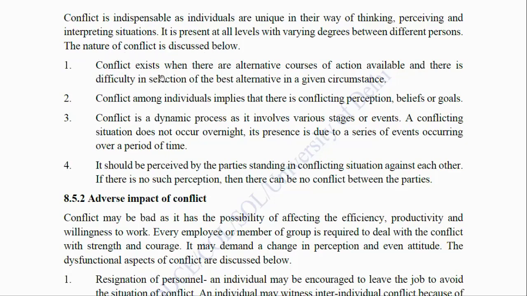Conflict exists when there are alternative courses of action available and there is a difficulty in selection of the best alternative in the given circumstance. Conflict is a dynamic process as it involves various stages or events. A conflicting situation does not occur overnight. Its presence is due to a series of events occurring over a period of time. Conflict must be perceived by the parties standing in conflicting situation against each other. If there is no such perception, then there can be no conflict between the parties.